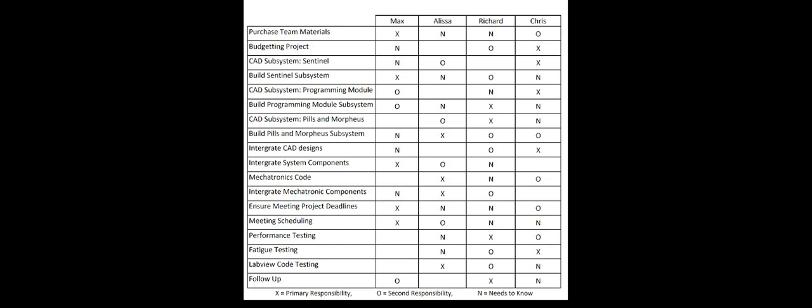Richard is secondary responsible because of his strengths in building and fabrication. If the machine breaks during testing, he will be able to fix it. Alyssa is on a need-to-know basis because of possible failures of mechatronics components. Since one of her responsibilities is integrating the mechatronics components, she will need to know of any performance failures in order to amend the system.